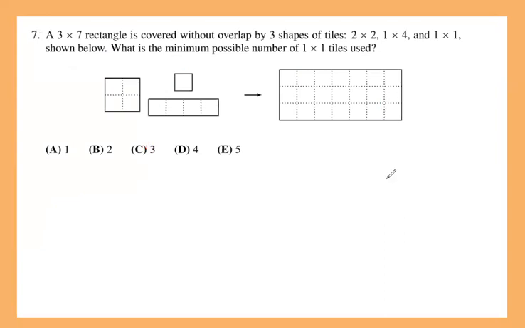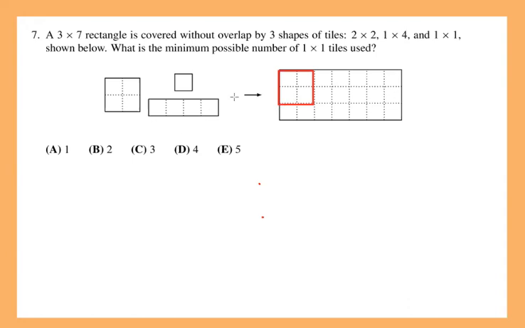So the next one: a 3 by 7 rectangle is covered without overlapping by 2 by 2, 1 by 4, and 1 by 1 rectangles. What is the minimum possible number of 1 by 1 tiles that is going to be used? Okay, this is an interesting question. So let's try a couple of examples. If you were to use this 2 by 2, you cannot really split it.